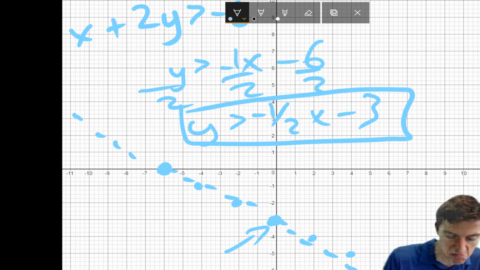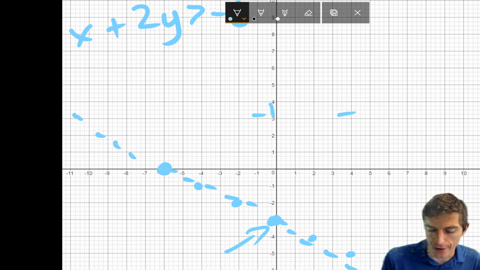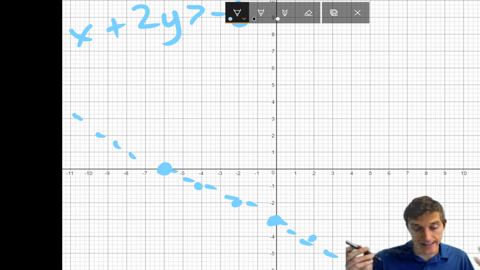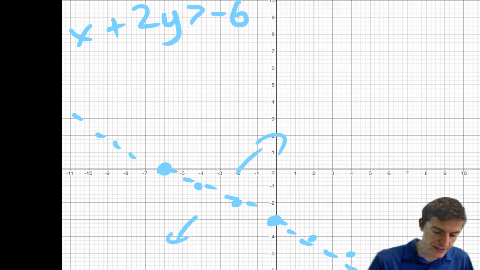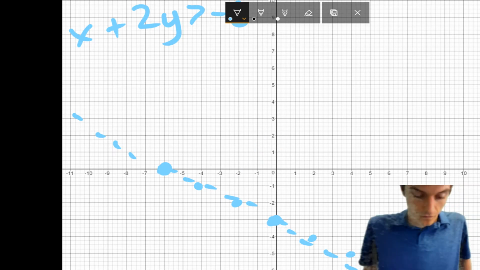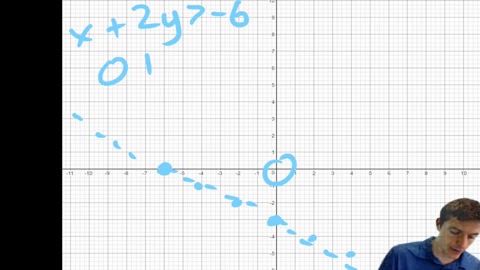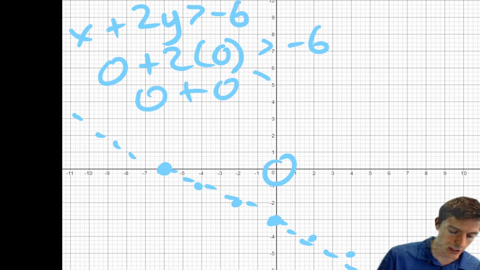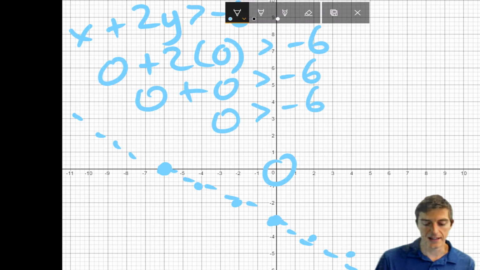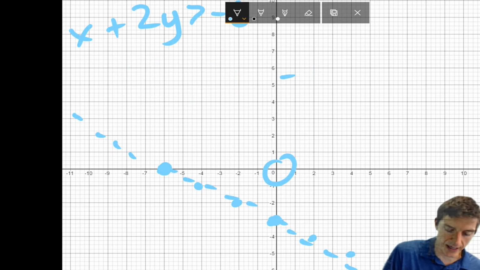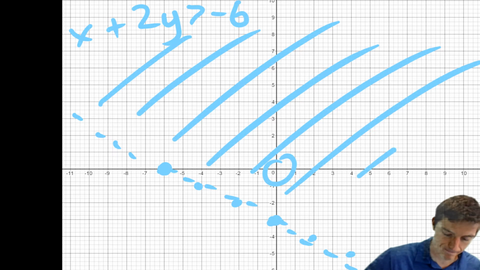Graphing in standard form, just plug in a 0 for x and y, or you can convert it if that's what you want to do. But either way, I have a dotted line, and I just need to check whether I'm shading this side of the line or this side. So let's check that magic point 0, 0. I've got 0 plus 2 times 0 is greater than -6. So 0 plus 0 is greater than -6. So 0 is greater than -6. That is true, so I'm going to shade this way.